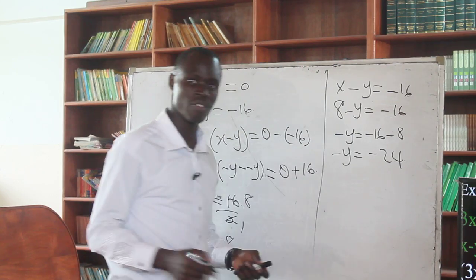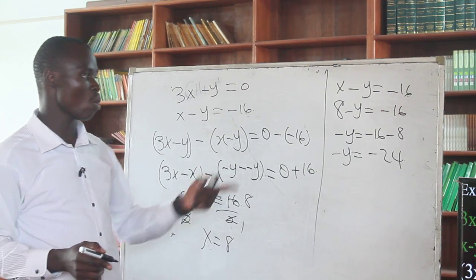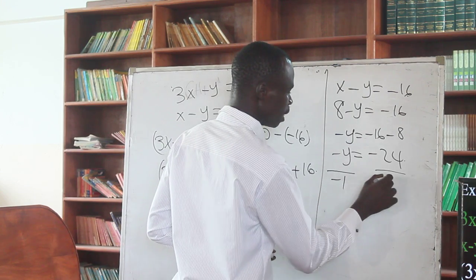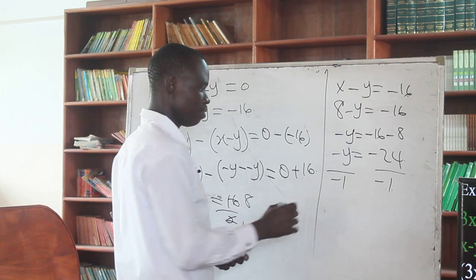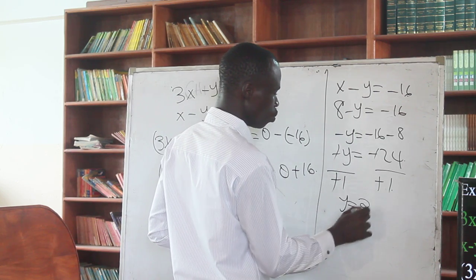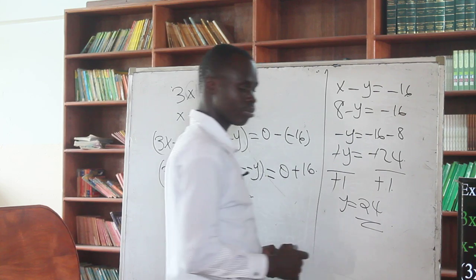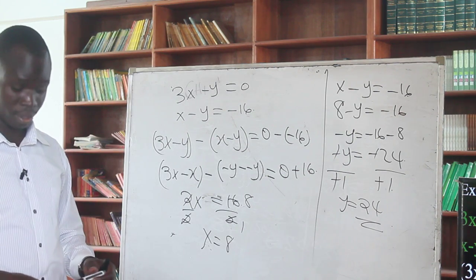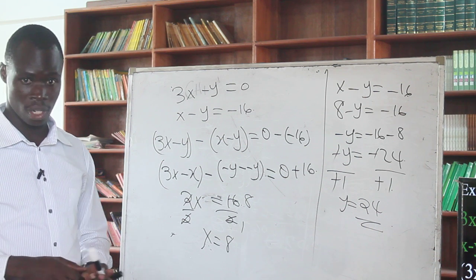And you cannot have a negative value of y. So in other words, you have to divide by negative 1, divide by negative 1 to get rid of the negative. This negative goes from that, this goes from that. In other words, our y is equal to 24. So that's what you're supposed to do there. So that's our third example.